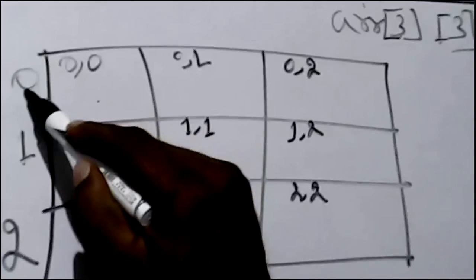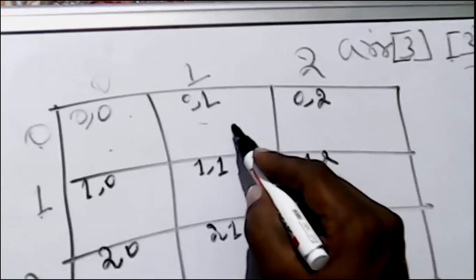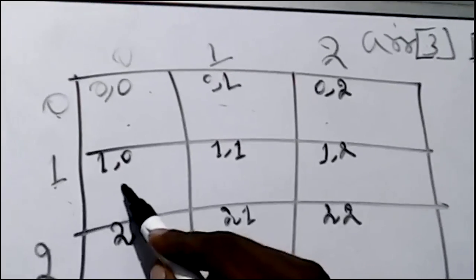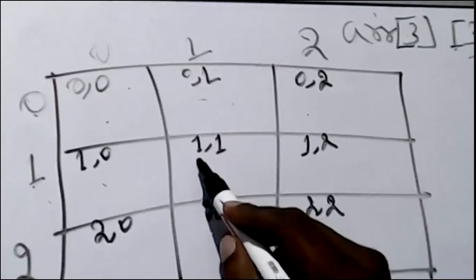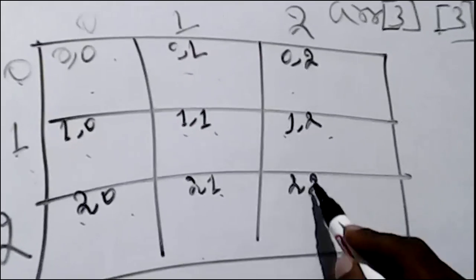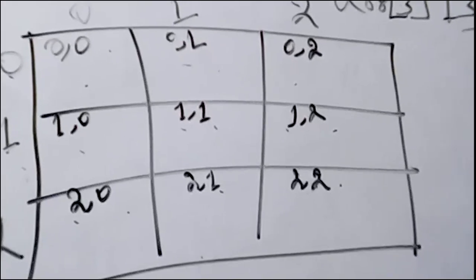So this is the index number I have passed. It is the 0 0 position, like 0 row 0 column, 0 row 1 column, 0 row 2 column. Here it is 1 row 0 column, then 1 row 1 column, 1 row 2 column. Then 2 row 0 column, 2 row 1 column, 2 row 2 column. Now here we have to store the values. So what values are we going to store?